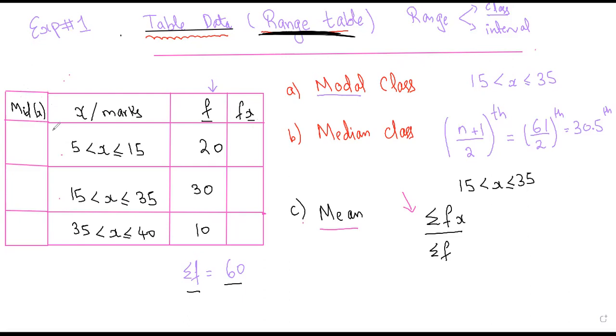How do we find the middle value? Can anyone tell me? You just add up these two, 5 plus 15, and divide by 2. So you are going to get 10. Again, 15 plus 35 divided by 2. Turhan, can you tell me what value am I going to get in this case? Which one? This one. This one.